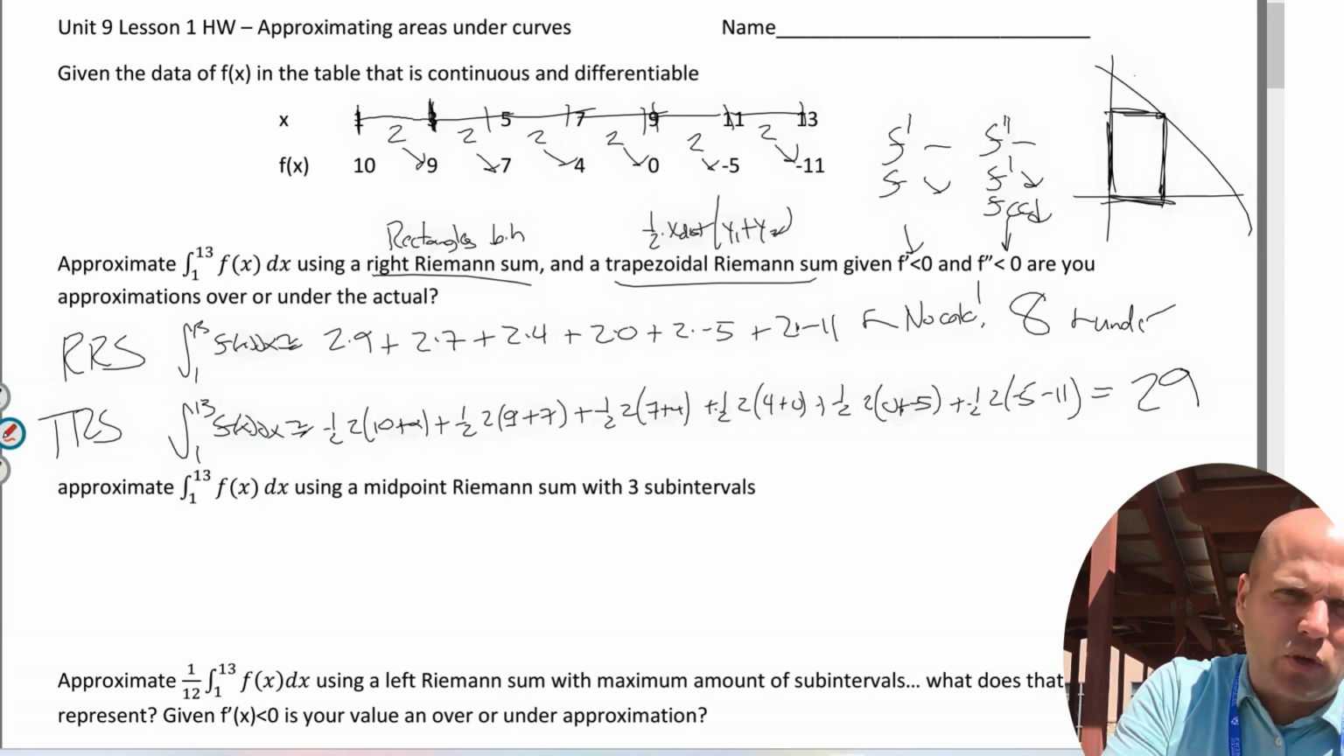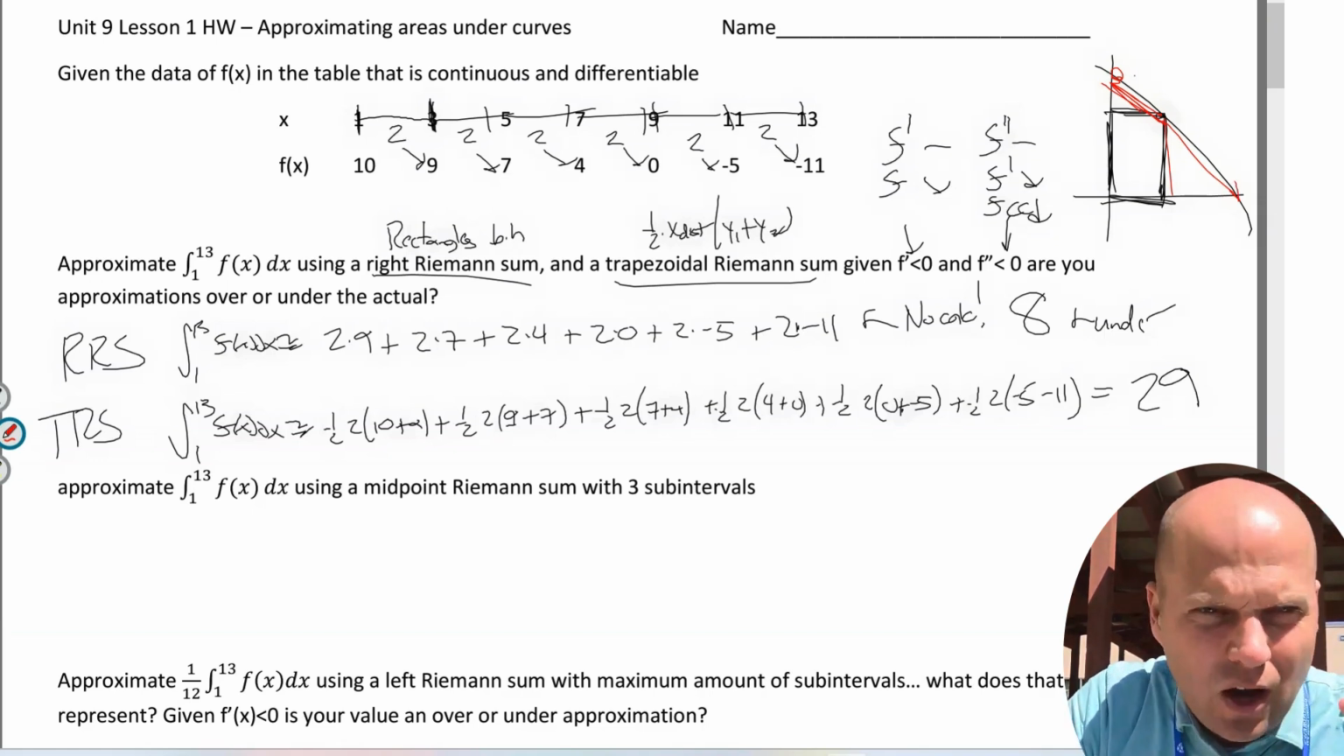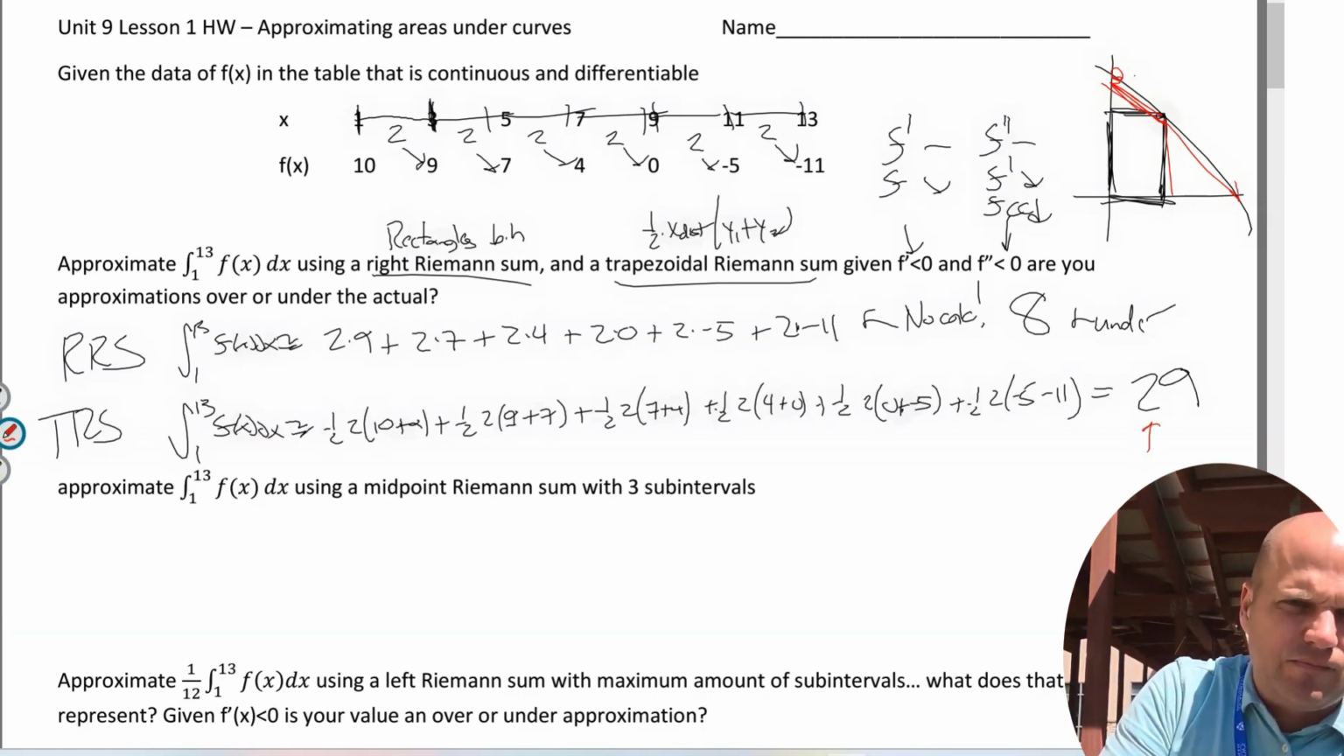If I'm using a trapezoidal Riemann sum, I'm using both heights and connecting it with a straight line. I can kind of tell if we are concave down that the trapezoids are ending up underneath as well.